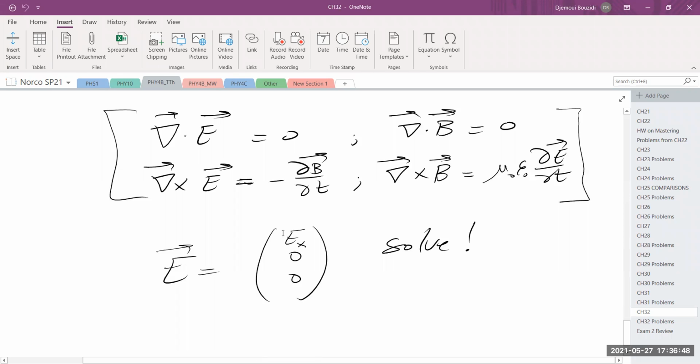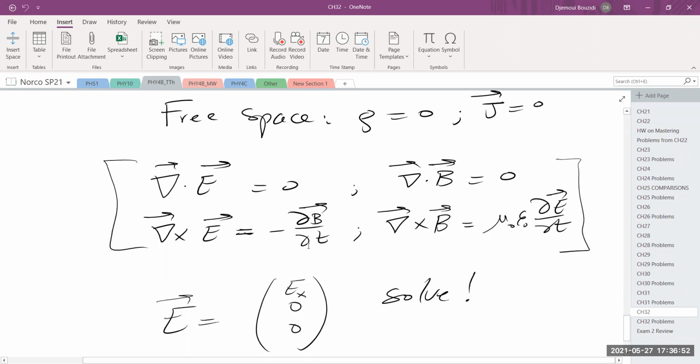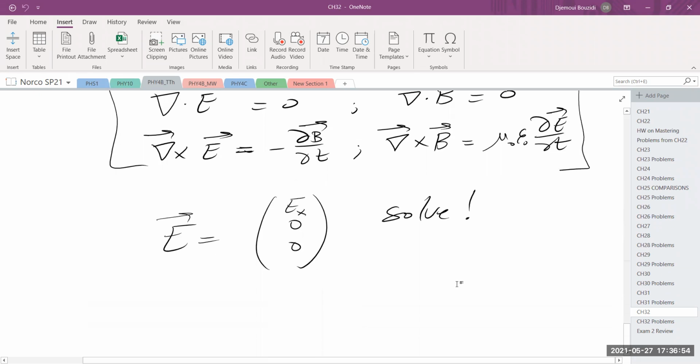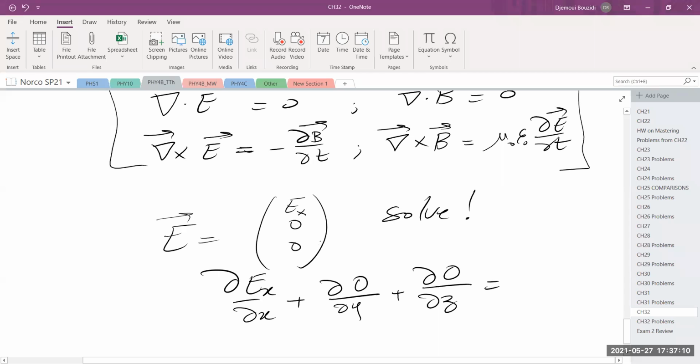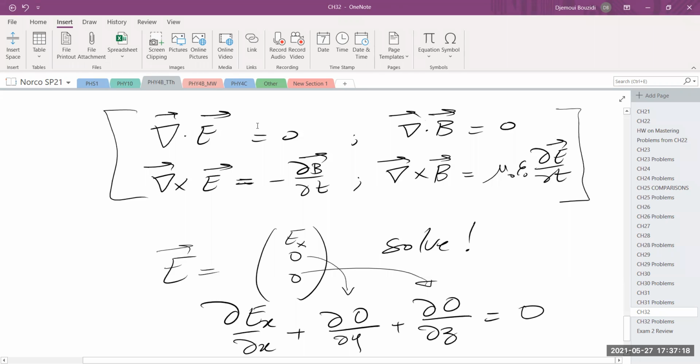We chose an electric field that is pointing in the x direction, okay? The fact that it's pointing in the x direction means this: remember the divergence is the derivative with respect to x and y and z. So that means the derivative of Ex with respect to x plus the derivative of 0 with respect to y plus the derivative of 0 with respect to z, because the y component is 0 and the z component is 0. So that means this whole thing is equal to 0 according to this equation.